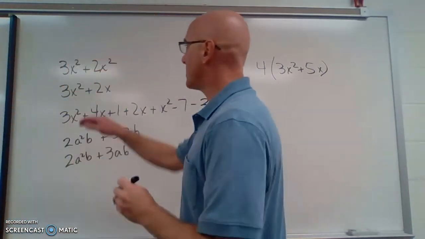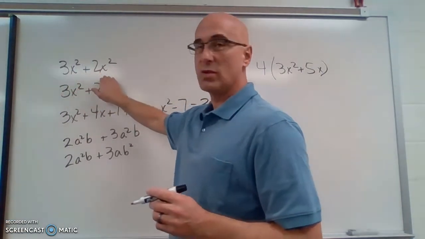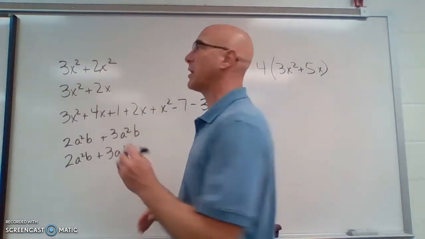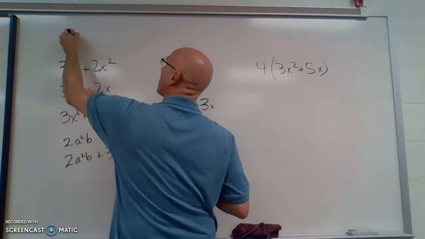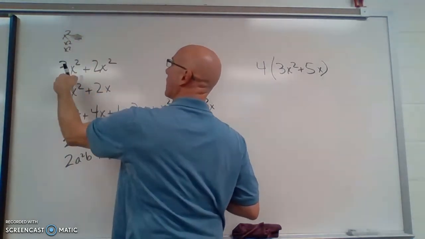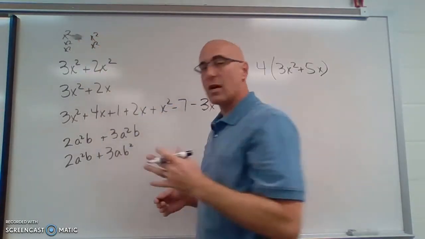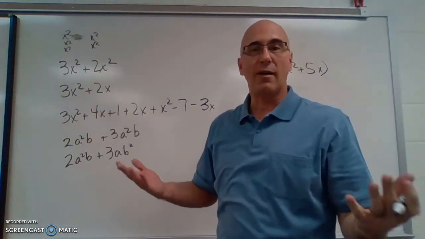So if we just even think about it, we have 3 somethings plus 2 somethings. Even if we drew a picture, we've got an x squared, an x squared, an x squared, and an x squared. We've got 3 of them. And then we have 2 of them. So guess how many we have? We have 5 of them.